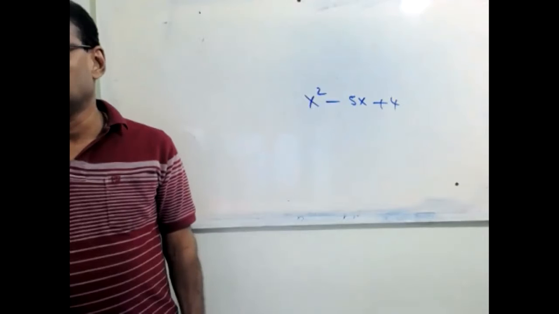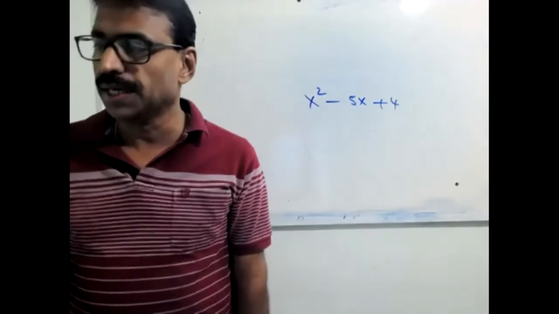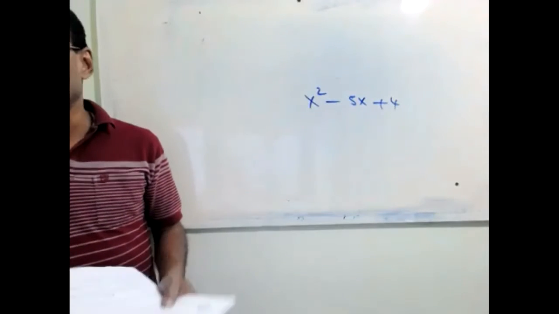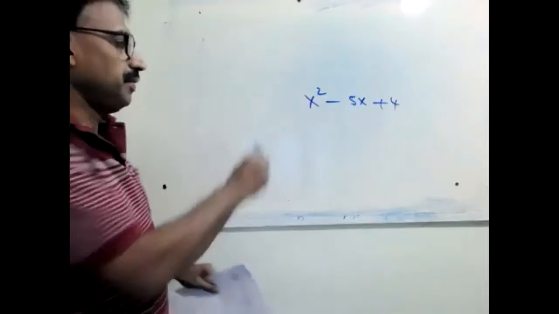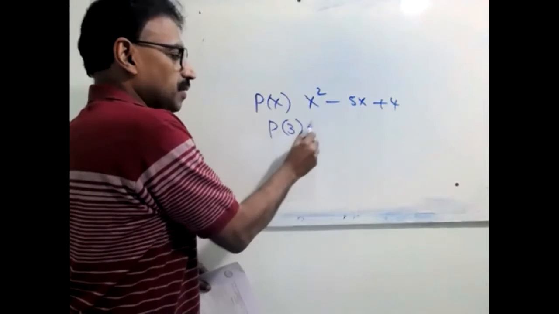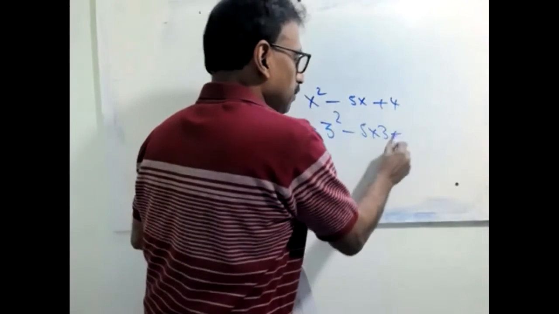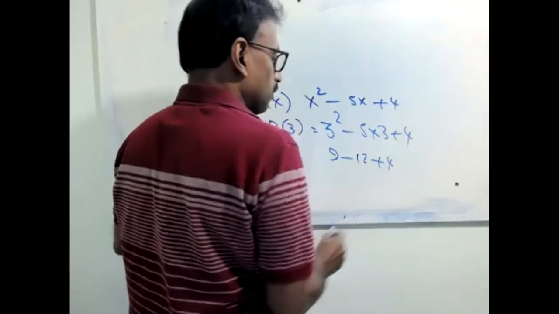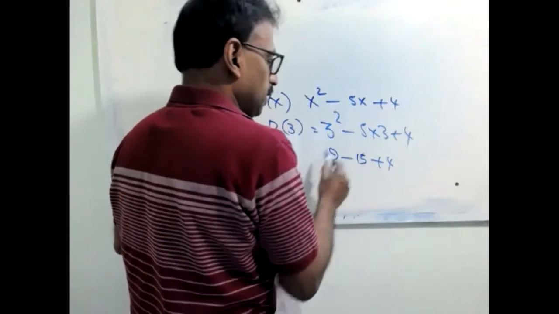Is the question clear or not? The question is, what number should be added to this polynomial so that 3 is the zero? What will you do? Look, we call this p of x. You find p of 3. P of 3 is 3 square minus 5 into 3 plus 4, which is 9 minus 15 plus 4.